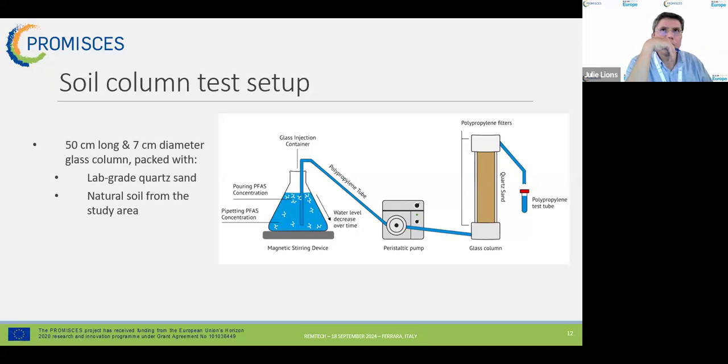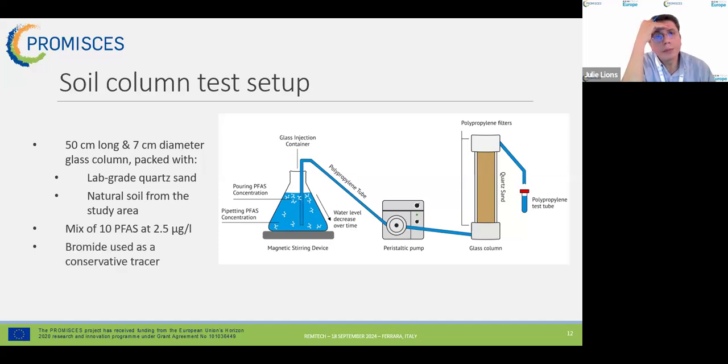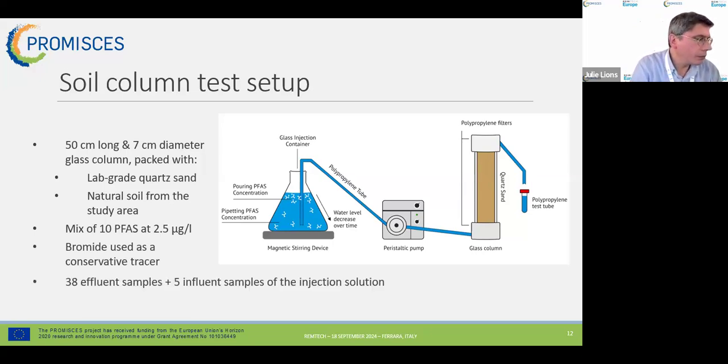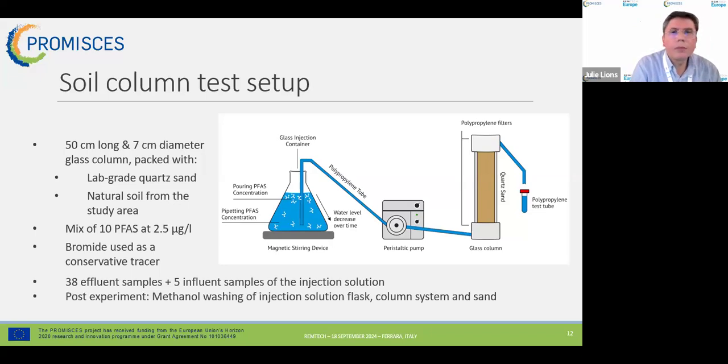We've done these tests with both quartz sand and with natural soil from the study area, which I will talk about in a following presentation. We had a mix of 10 PFAS at 2.5 microgram per liter, and bromide was used as a conservative tracer as a comparison. We had 38 effluent samples and also 5 samples from the injection solution itself. After the experiment, we washed all the materials with methanol, including the injection solution flask, all the tubes, the column itself, and also the sand.